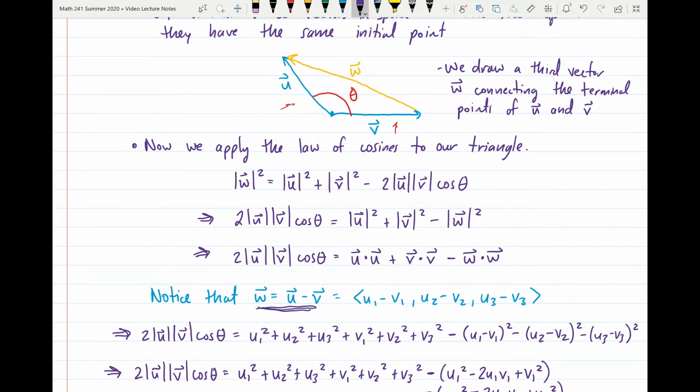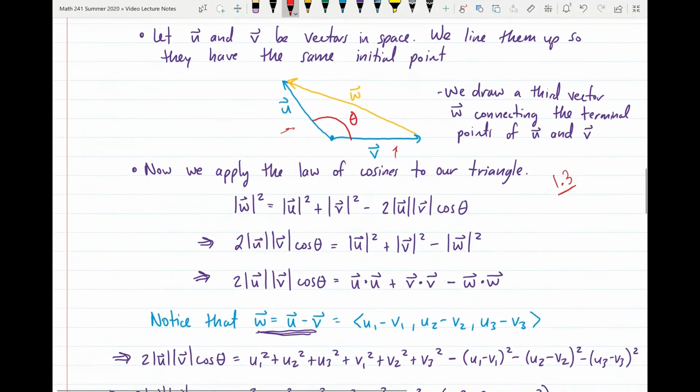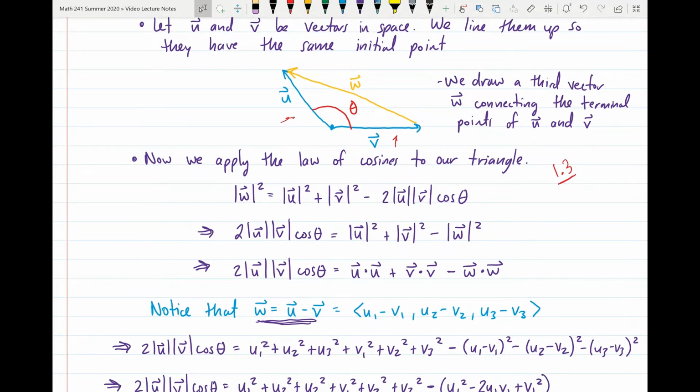Okay, so clearly we have a triangle here drawn, and we can apply the law of cosines to our triangle. If you don't remember what the law of cosines is, check out section 1.3 in the textbook. It should cover the law of cosines in there. But the law of cosines gives us that the length of w squared is equal to the length of u squared plus the length of v squared minus 2 times the length of u times the length of v times cosine of our angle theta. This is just directly applying the law of cosines, nothing too special here.